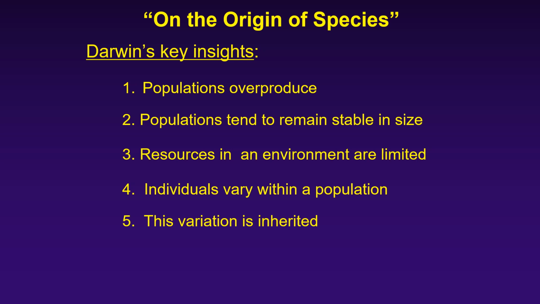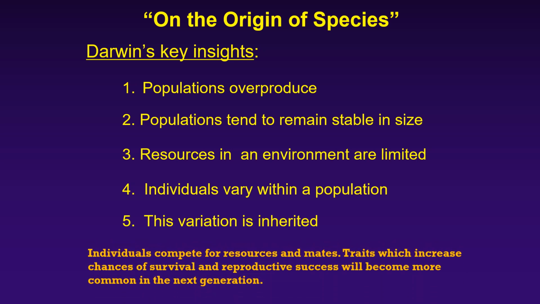The variation is inherited. So within a population, the traits that we see can be passed down to the next generation. And this is kind of a very, very quick and dirty summary of how evolution works. So individuals compete for resources and mates because there's not enough. They have to kind of fight for it a bit. And traits which increase the chance of survival and the chance of finding a mate and making babies will become more common in the next generation. And like I said, I would love to go into that in a lot more detail, but unfortunately that's not really the focus of this course.